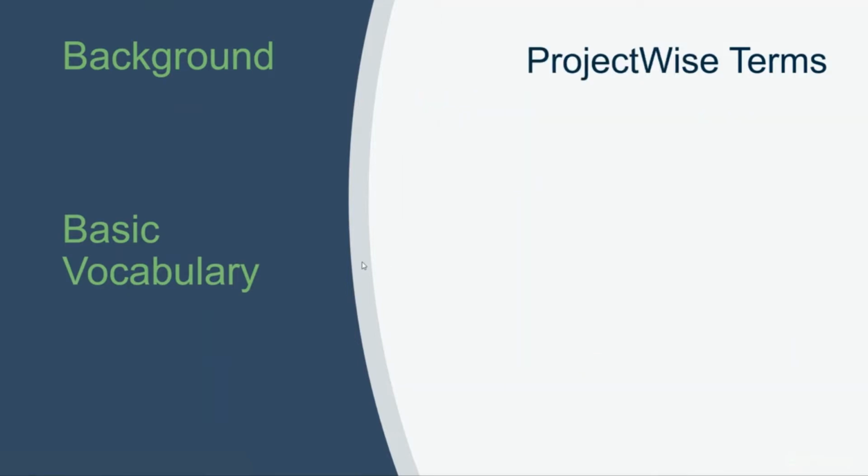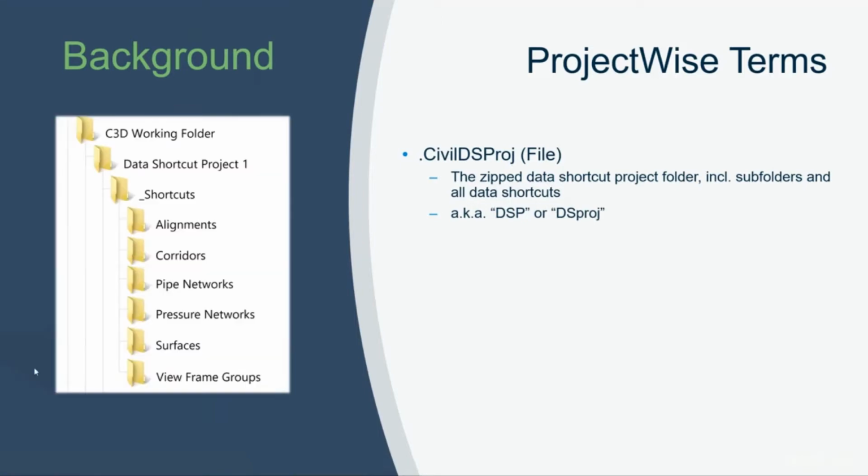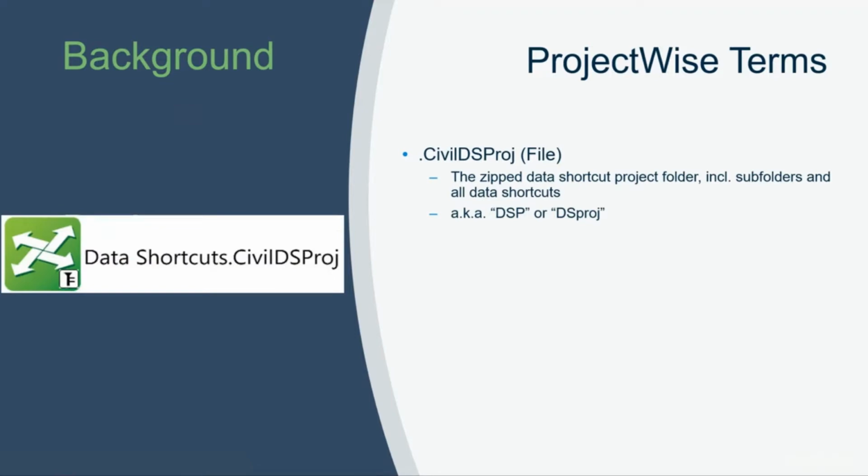So the ProjectWise terms, and there's really only one new one that you need to know, and that is the Civil DS Proj file. So what that is, everything from this level right here and below, wrapped up, zipped up, and given one file extension. So it's a singular object in ProjectWise, and that allows it to be mobile. It can be checked out, checked in, updated. There's an audit trail attached to it.